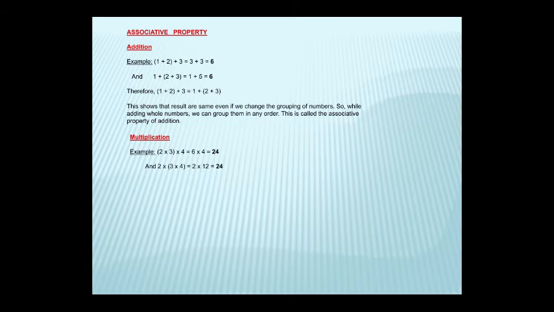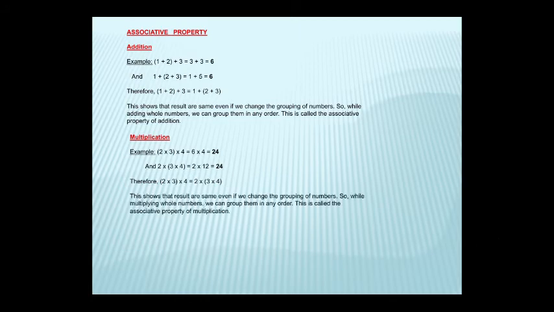You have to use bracket. 2, 3 fours are 12, 2 twelves are 24. Therefore, 2 multiply with 3 multiply with 4 equals 2 multiply with 3 multiply with 4. So, this shows that results are same even if we change the grouping of numbers. So, while multiplying whole numbers, we can group them in any order. This is called associative property of multiplication.